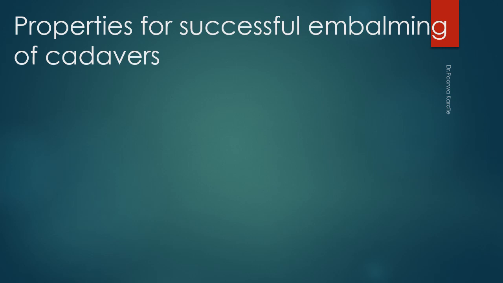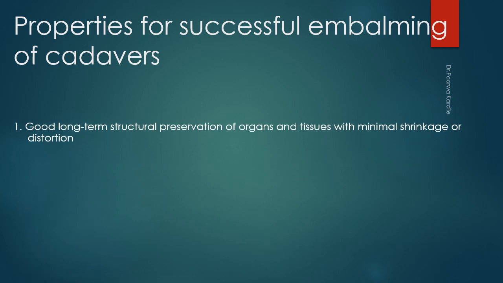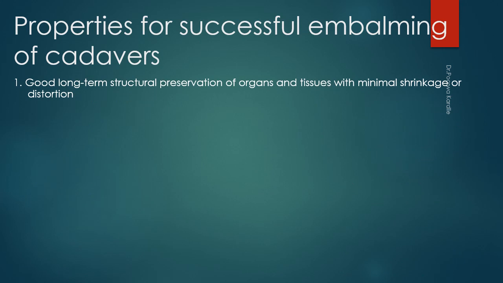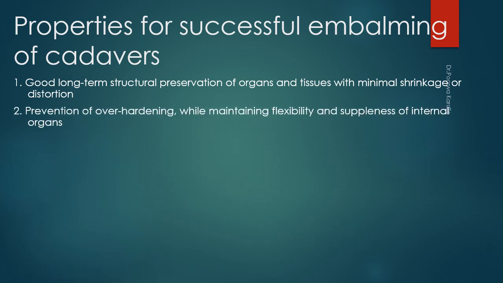So, there are certain properties which will guide us to know whether the embalming is done properly or not. If the structures are preserved in lifelike situation, then we say that the embalming is done properly. Means there should not be any shrinkage or distortion of the tissue. Then the organs should be supple and flexible. There should not be over hardening of the tissue.